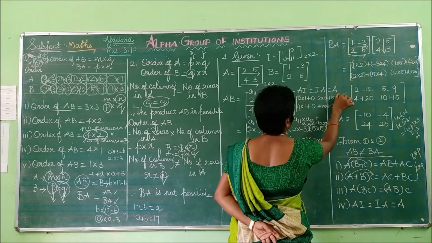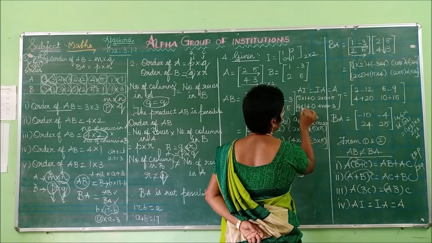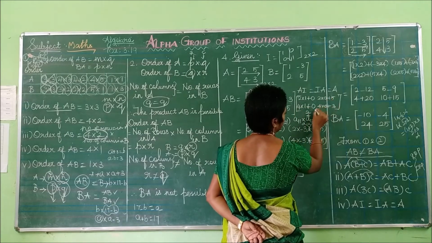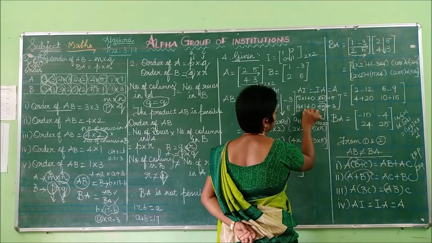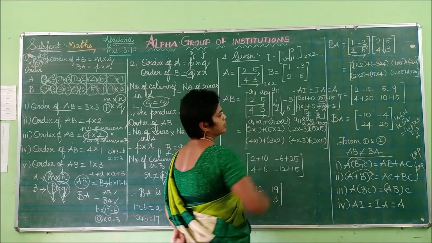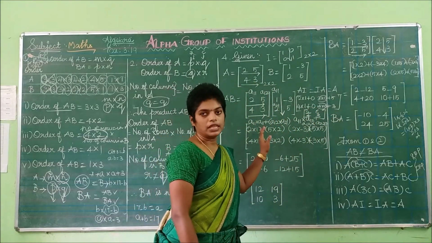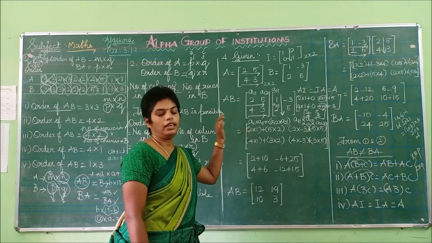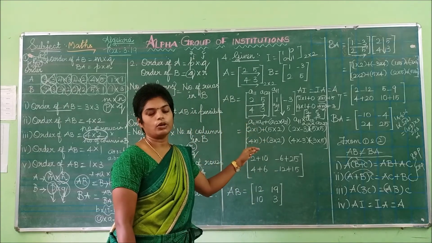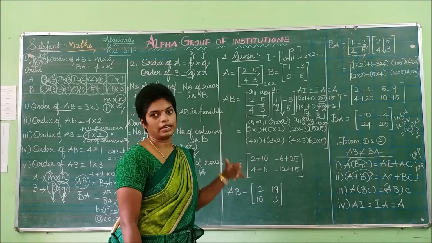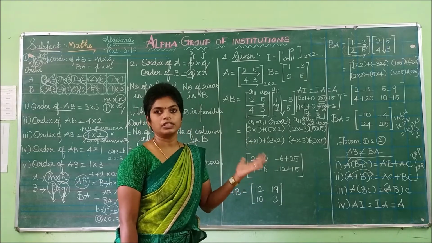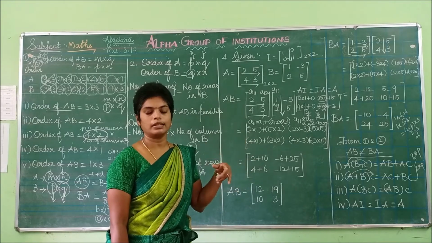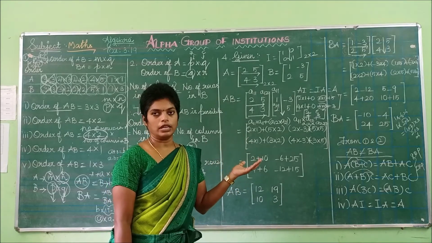Finally you get the values: this value is 2, this value is 4, then this is 0, this is 0, 5, 3. So this is the same as our A. So from this condition we can say AI is equal to IA, which is equal to our A. If you multiply any given matrix with the unit matrix, you get the same given matrix only.